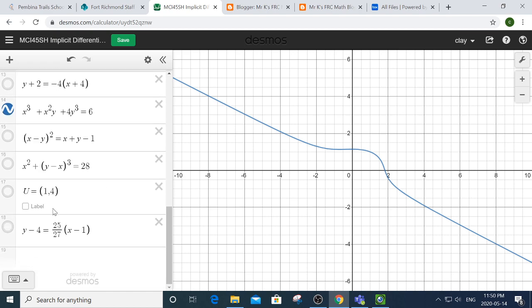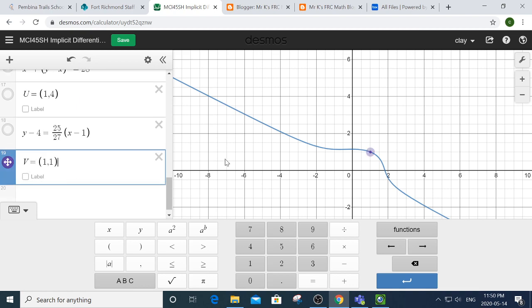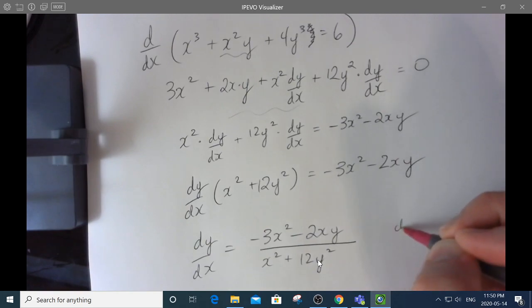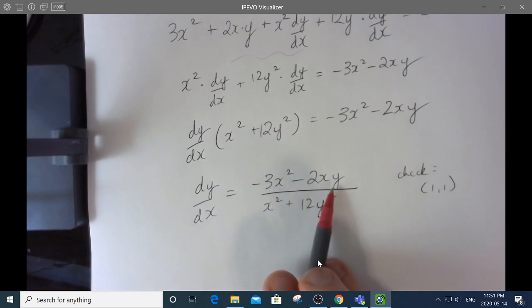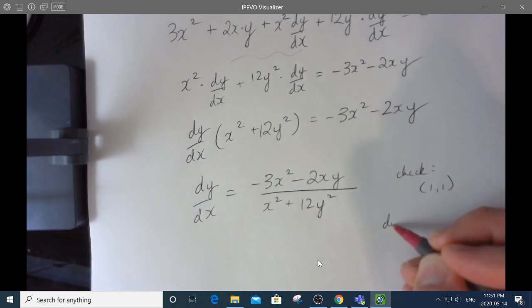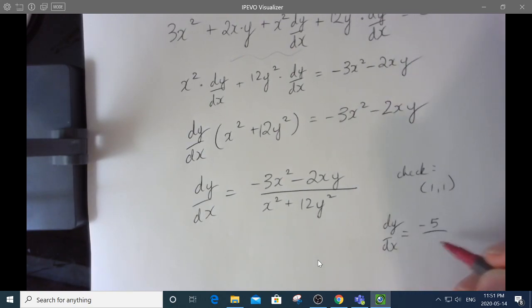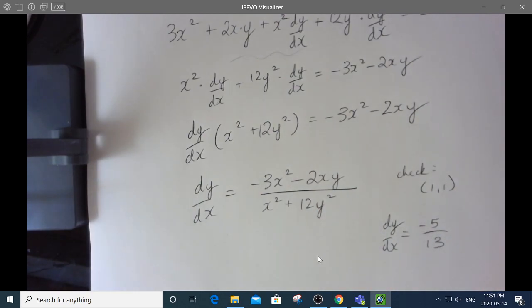I could actually add it. Let's see, I'll add it as point V. (1, 1). There we go. And then I could run (1, 1) through this expression that I have here. In fact, I'll check with the point (1, 1). And let's see, if x and y are both 1, my slope would become -5 over, is it 13? Yeah, -5 over 13. And so I can check with that.